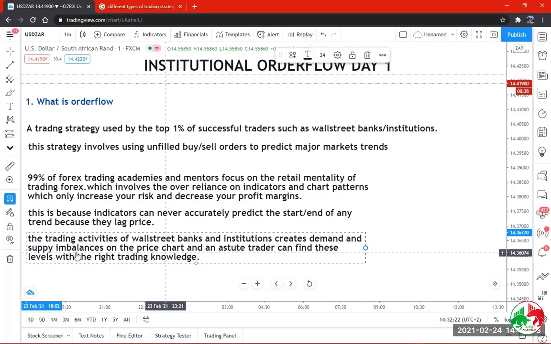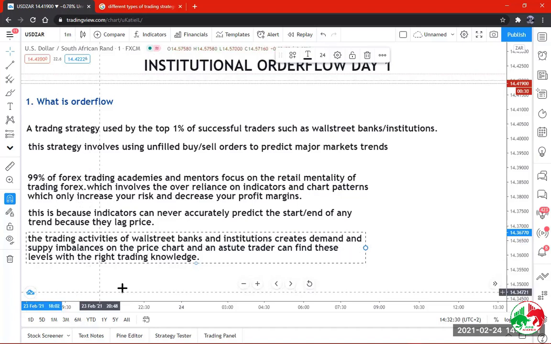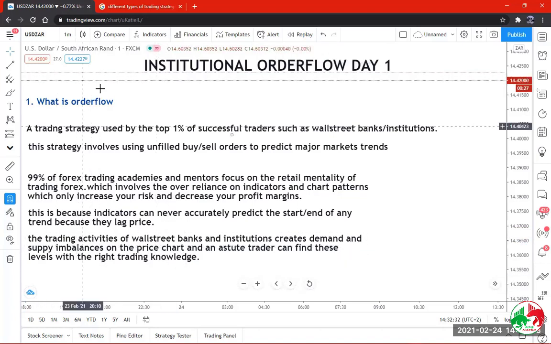I think in the next session we'll be dealing with clean and unclean imbalances. That's when you will understand what imbalances are. Okay, no problem. So let's move on to how order flow works.